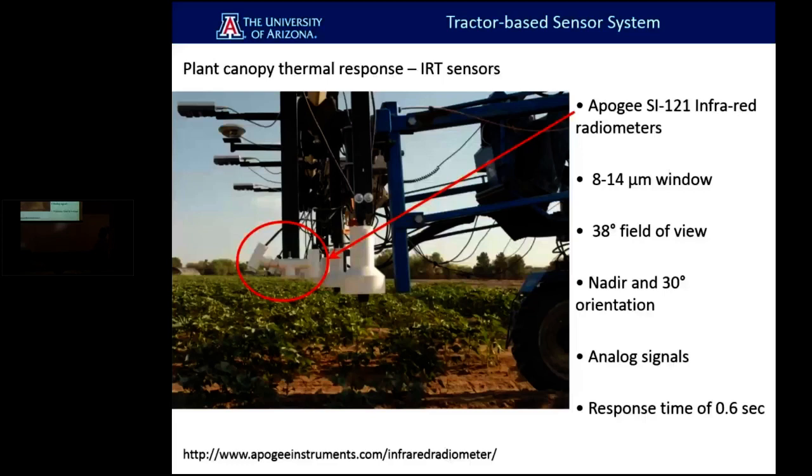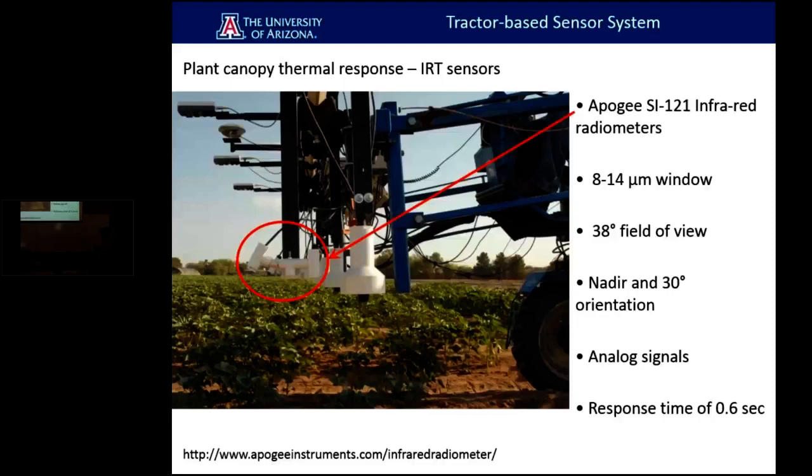With this, I will describe three different sensors that we use quite often. One is the sensors to capture the canopy thermal response, so the temperature of the leaves. In this case, we have these thermal infrared units, and we're using one that is in a nadir position and one that is at an angle. That's one method that we use to control for soil background interference. So we captured the thermal information.